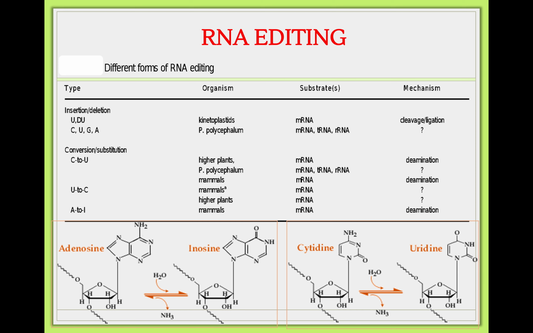So from A to I, this is only in mammals. Well, I would say unique to mammals. The substrate is mRNA, and this is done by deamination. Now, for those of you who wonder what I is, I is inosine. How the heck do we have an I when we only have A, C, U, and G, right? Okay, so think about that.